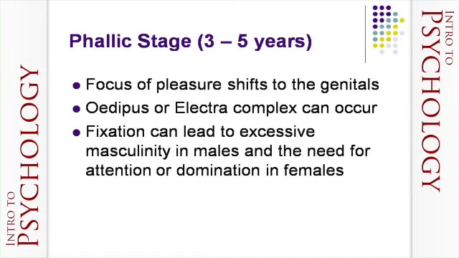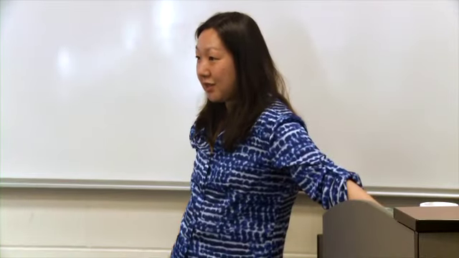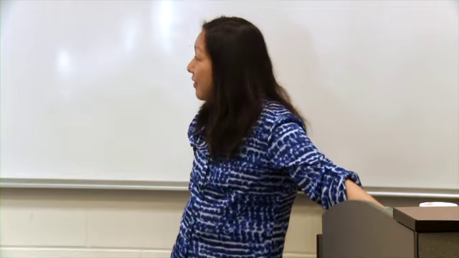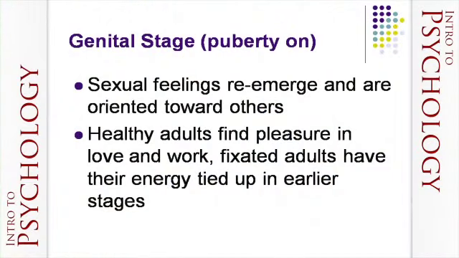All right. Then latency stage, 5 to puberty. Sexuality is repressed at this stage. So what they do is children participate in hobbies, school, and same-sex friendships. They try to forget about sex differences. Then from puberty on, sexual feelings re-emerge and are oriented towards others. Healthy adults find pleasure in love and work. Fixated adults have their energy tied up in earlier stages, such as the anal stage or oral stage.